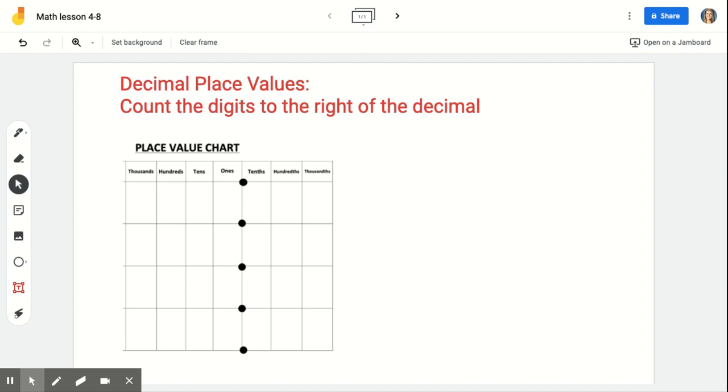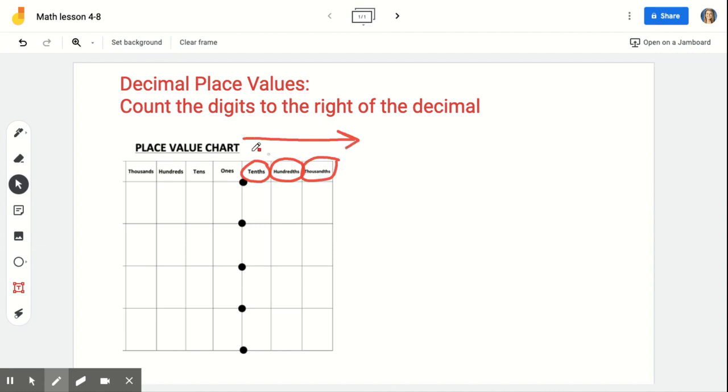Hi, let's do some review of what decimal place values are. Decimal place values are digits anything to the right of the decimal point. So any digits that are in the tenths place, in the hundredths place value, or the thousandths place value, and it doesn't just stop there, numbers can even go after the thousandths place value.